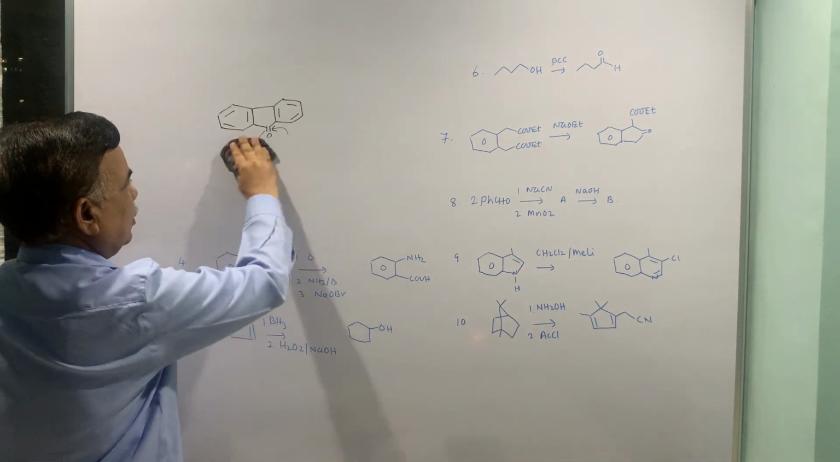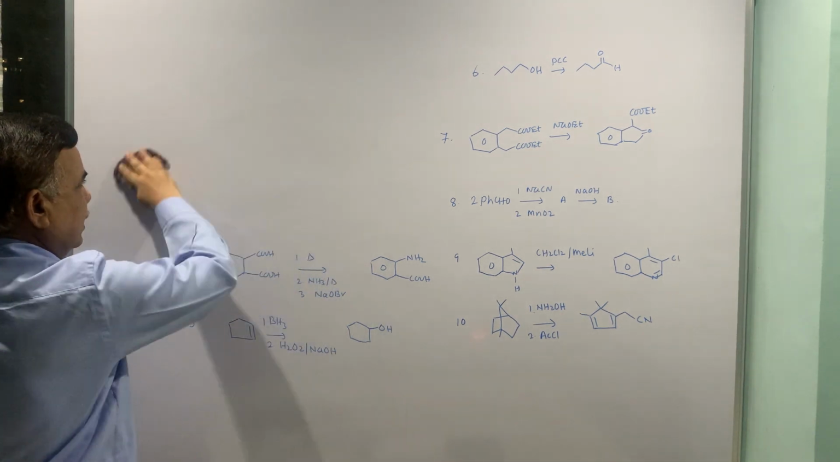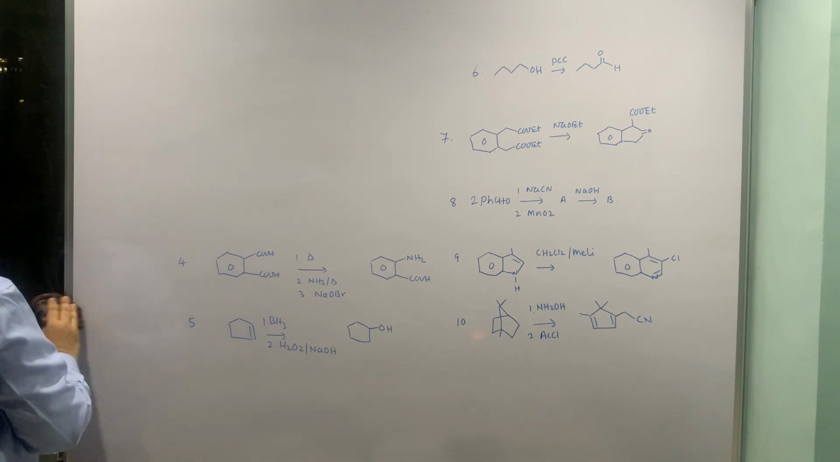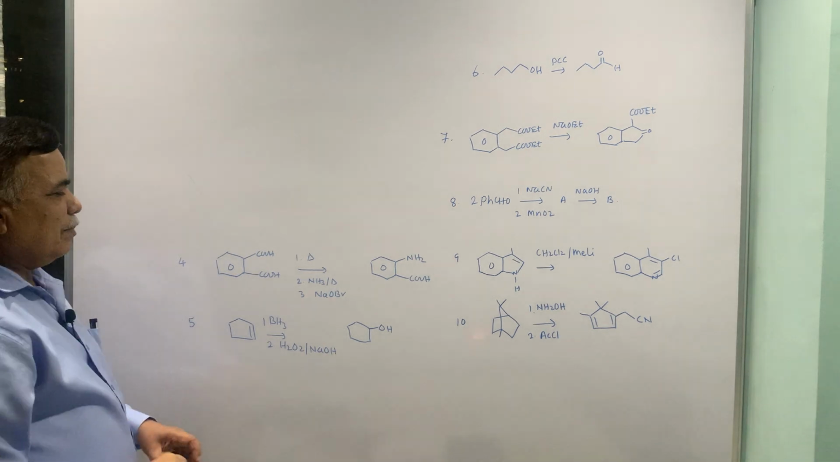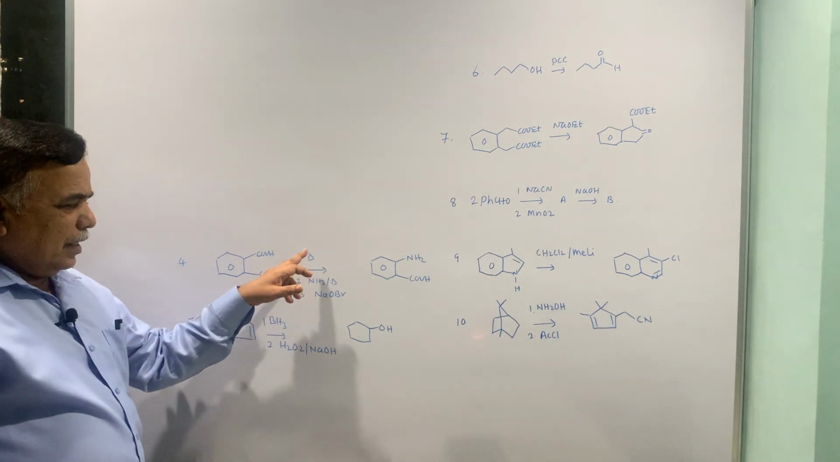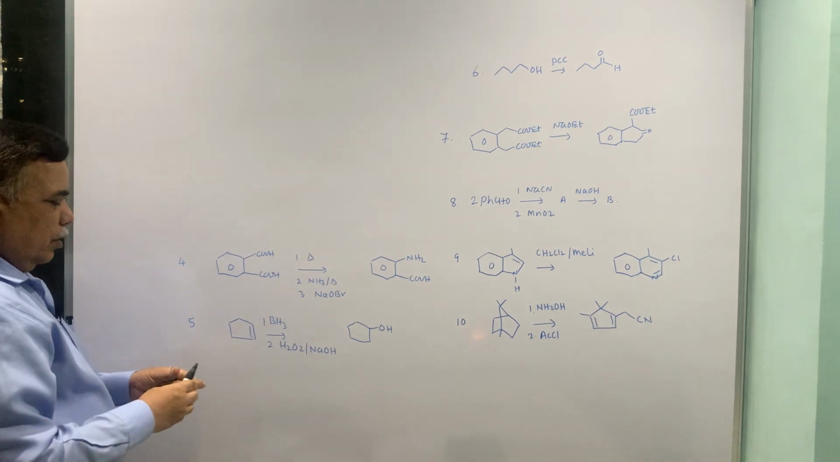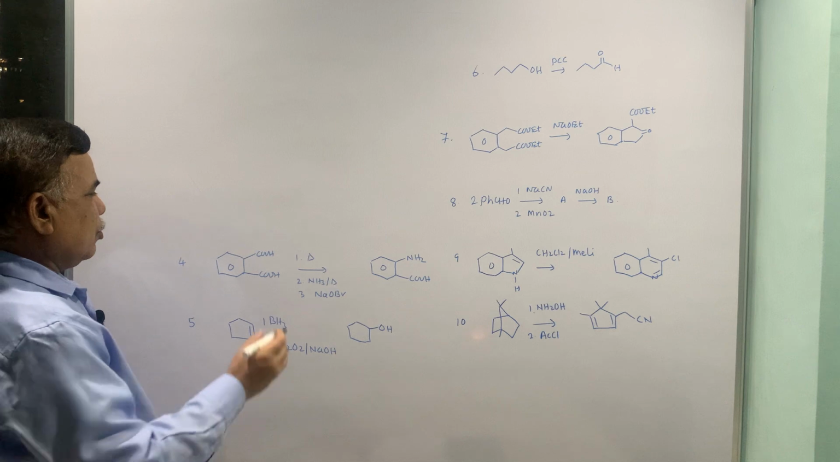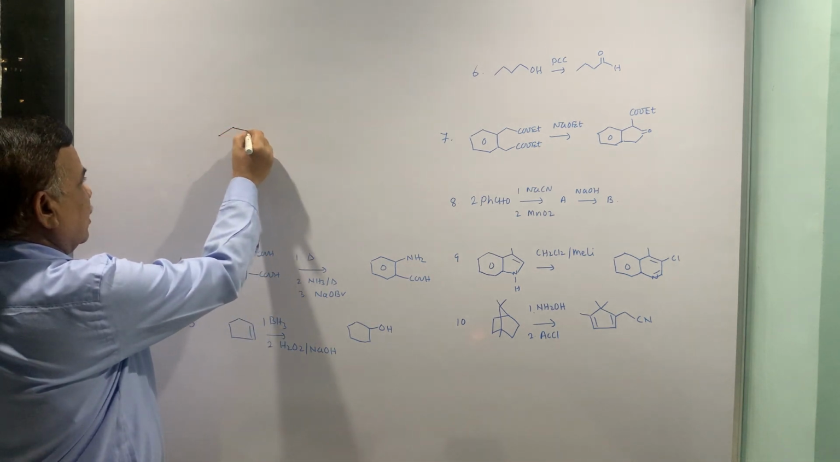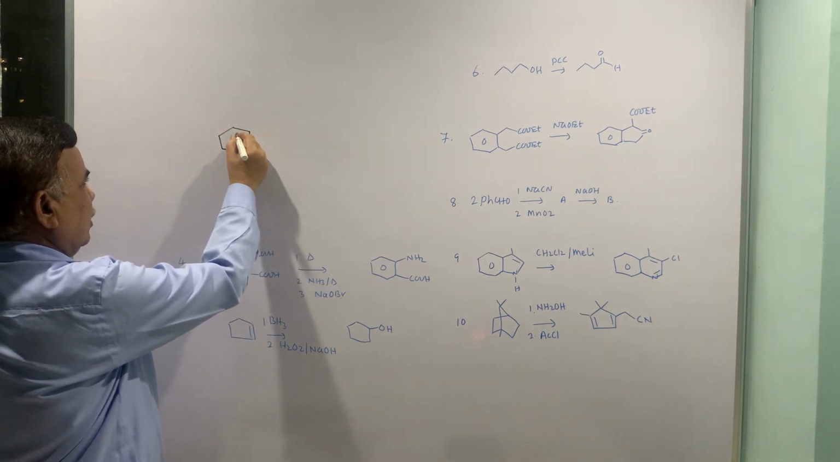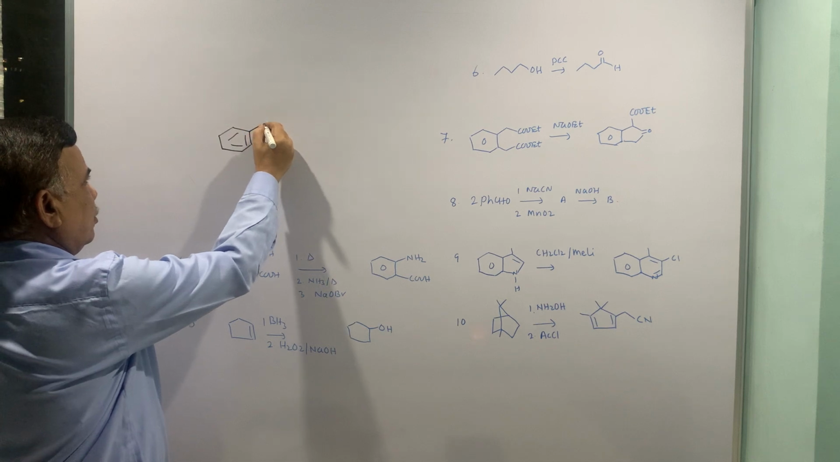Now next example, the fourth one is little interesting. If you look at the example, it is a combination of 3 reactions. So you must know the significance of each and every reagent, and then only you will be able to solve it.